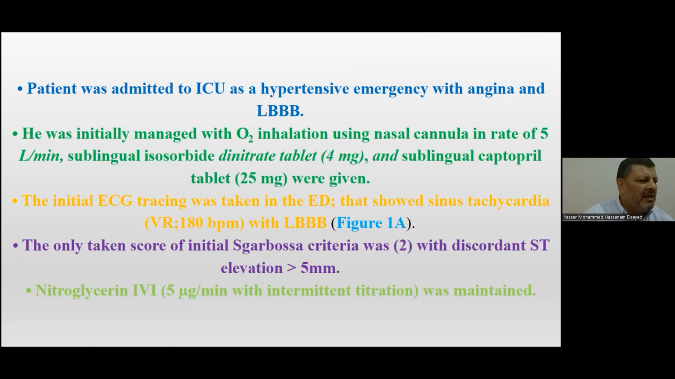The only score on the initial Sgarbossa criteria was 2, with discordant ST elevation in V1 to V3, more than 5 millimeters. This is insignificant, although it helped us, but as I said before, it is present in the ECG of left bundle branch block. So don't depend on this criterion in diagnosis, but it helps you with other criteria.